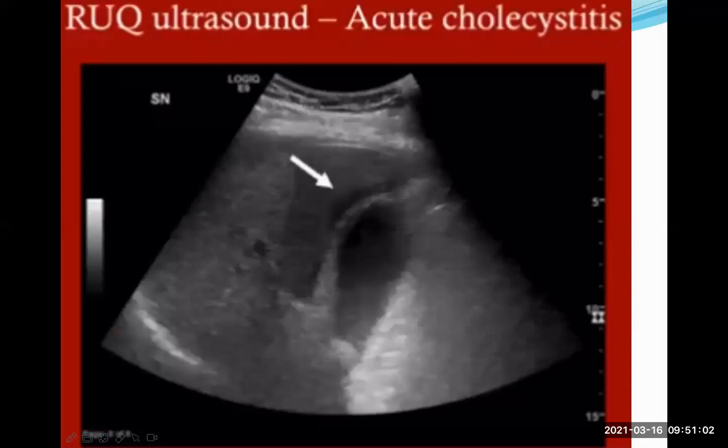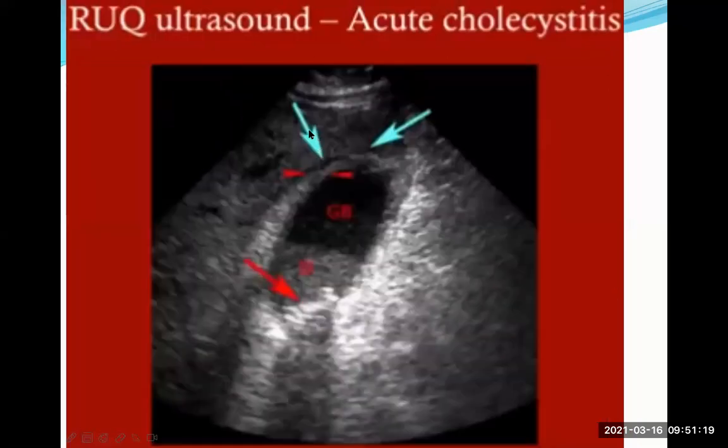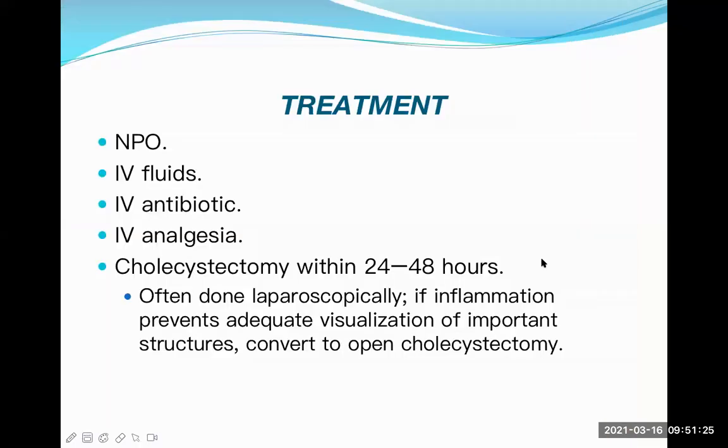Now see how it looks in cholecystitis. This type of appearance is seen in acute cholecystitis in right upper quadrant ultrasound. So, a relatively thickened gallbladder wall. Okay, this is another picture. It is showing the same thing. This is the gallbladder, and there is a thickened wall of acute cholecystitis.